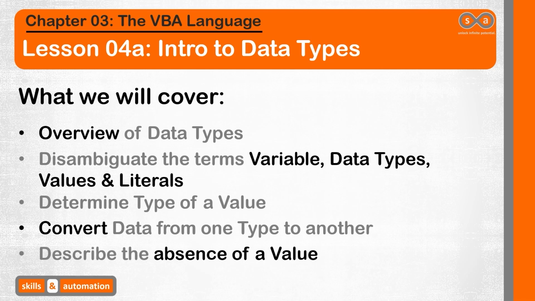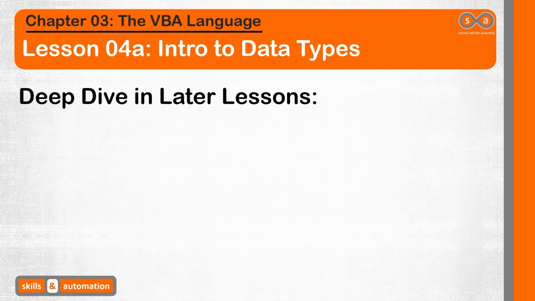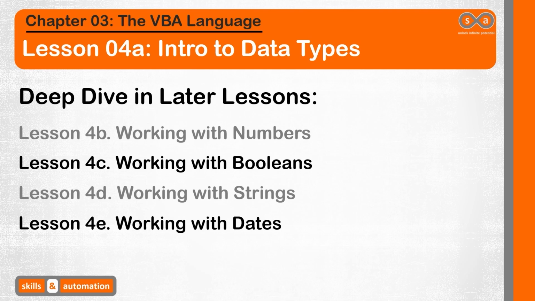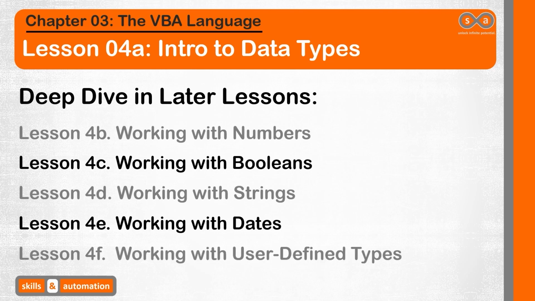And lastly, we will distinguish between the terms nothing, blank, empty, null, etc. These are the default values of unassigned variables. There are 5 more parts to this lesson. In each part, we will deep dive into ways of working with one particular group of data types.